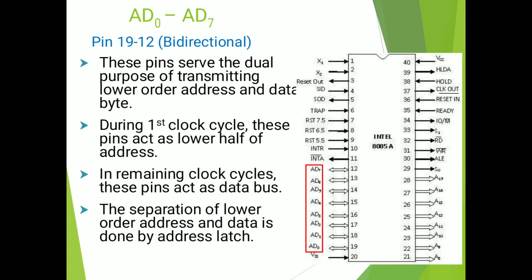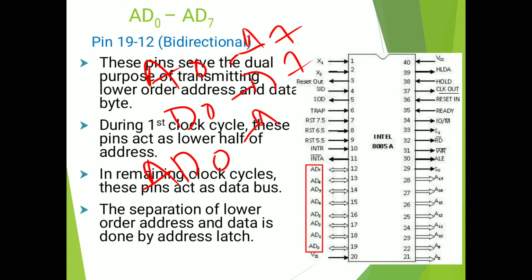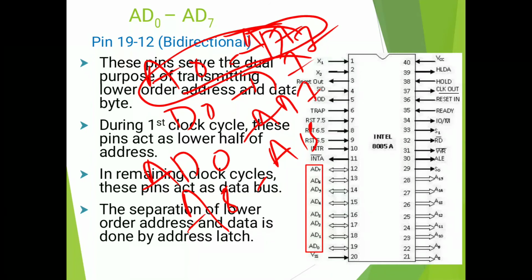Multiplexed address and data means there is an address bus A0 to A7 and a data bus D0 to D7. These buses are combined as AD0 to AD7. This technique is called multiplexing. The 8 most significant bits of the address are transmitted by A8 to A15. The 8 LSB of the memory address or IO address are transmitted by AD0 to AD7.